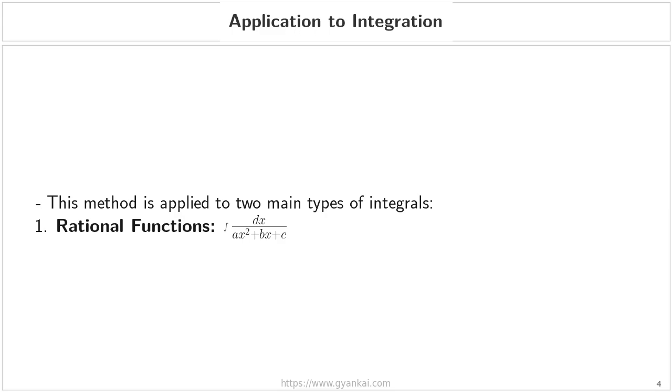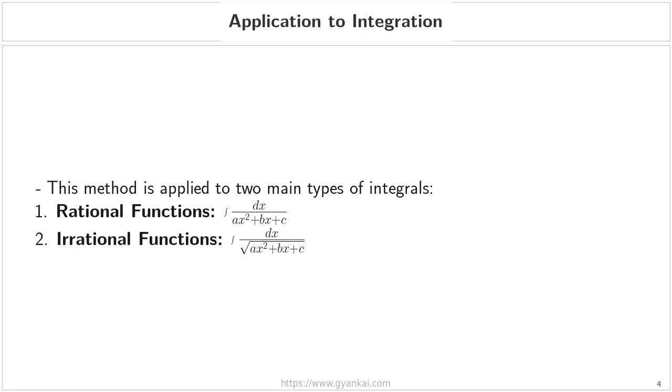Now, a rational function is simply a fraction where both the numerator and denominator are polynomials. In this case, we're looking at integrals of the form integral of dx, which represents a tiny change in x, divided by a quadratic expression, x squared plus bx plus c. Remember, b and c are just constants. Completing the square on that quadratic in the denominator allows us to transform it into a form we can integrate using standard formulas, as we discussed earlier.